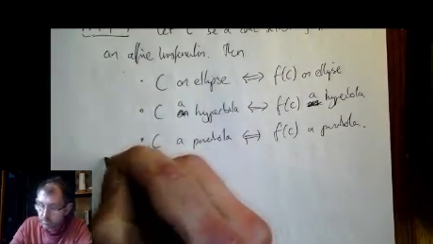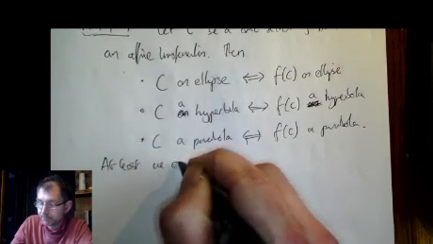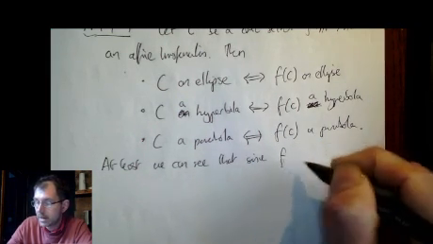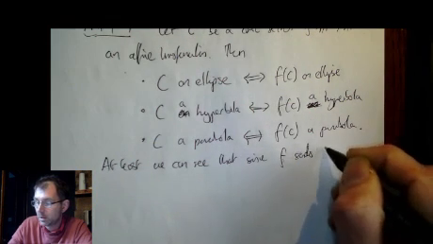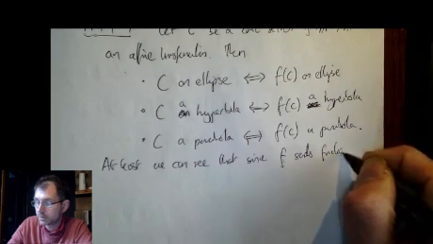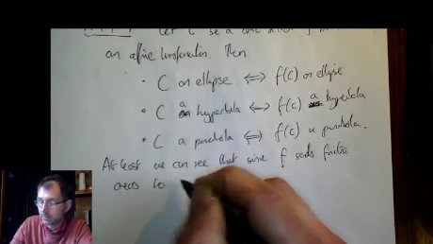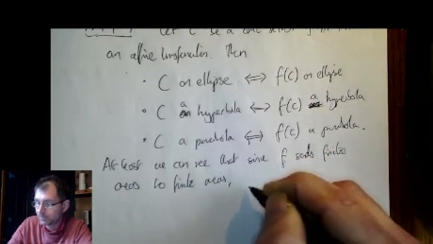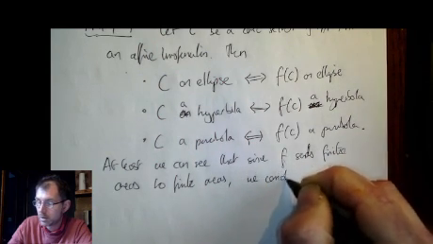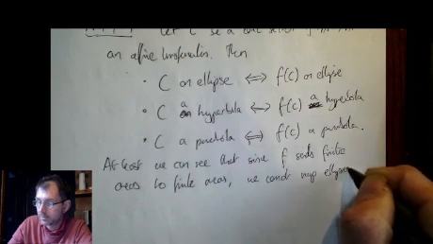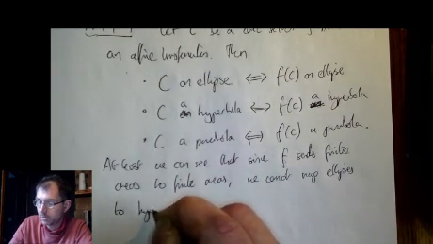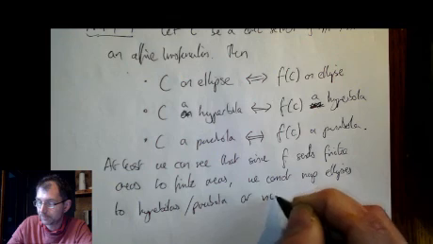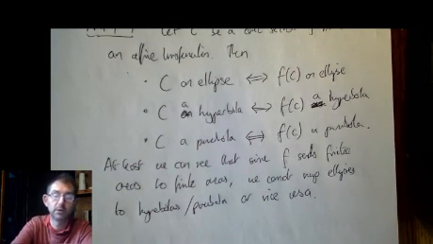at least we can see that since F sends finite areas to finite areas, we cannot map ellipses to hyperbolas or parabolas, or vice versa. Right.